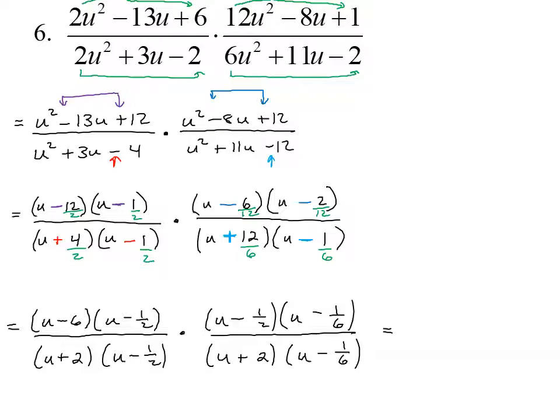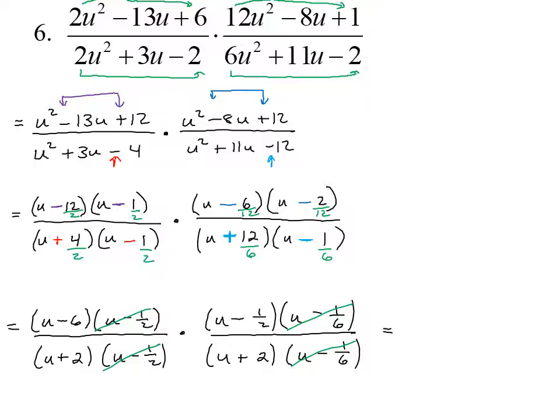Then what we do is we go through and cancel whatever we possibly can anywhere in the problem. So in this case, vertically, I can cancel the u minus a half on each one, and I can cancel the u minus a sixth on each one. I cannot cancel the u plus 2. Notice they're on the same level, on the bottom right and on the bottom left. So if they're on the same level, they can't cancel, and nothing actually else cancels in the problem. So at this point, you're kind of stuck.